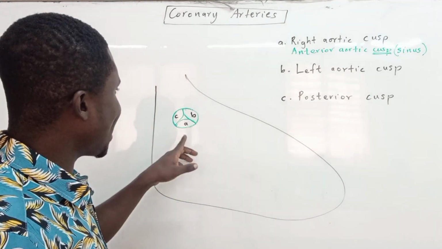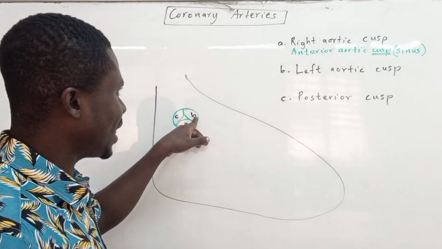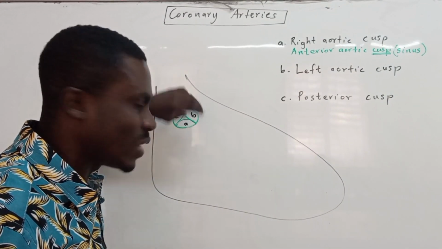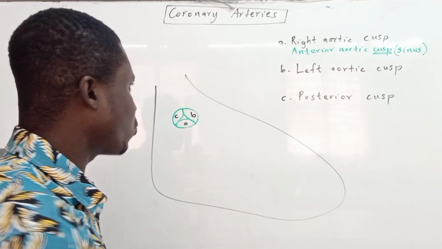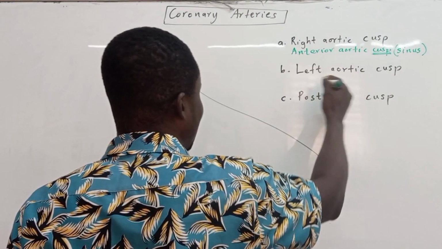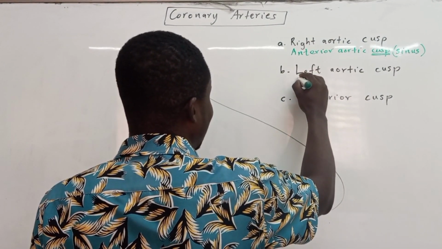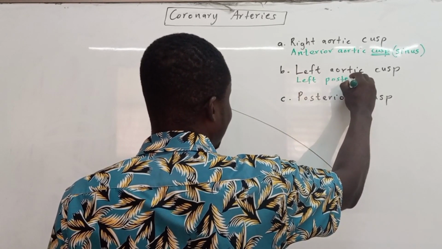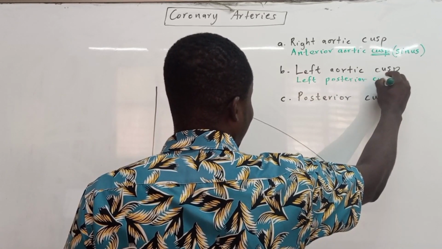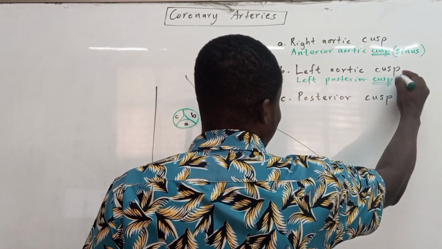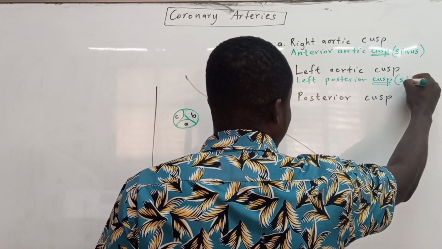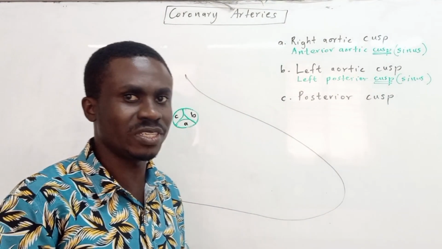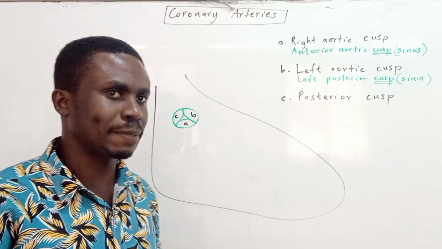Now, if I move away from that and go to the B, which is my left aortic cup, if this is anterior, then you can see that these two are in the posterior region. And that is why this left aortic cup will also be called the left posterior cup. And the space captured above it will be the left posterior aortic sinus. So please pay attention to these things.